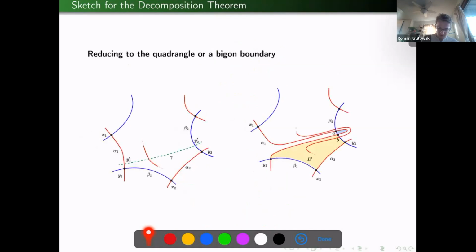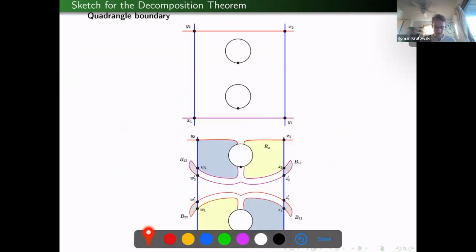Well, I'll probably skip this step, but at this stage, we are making sure that the boundary looks like a quadrangle or bigon. And at this stage, one may really see that, well, not see, but reduce to the case where the domain is some quadrangle with some genus inside. So that's the final case, how we reduce the genus.